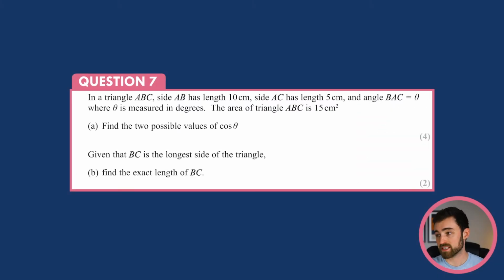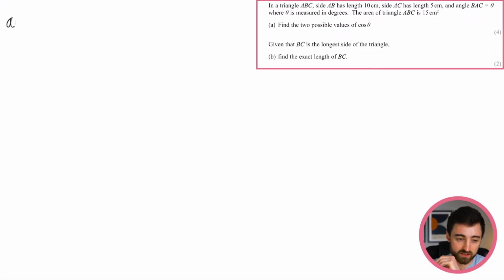In a triangle ABC, side AB has length 10, AC has length 5, angle BAC equals theta, where theta is measured in degrees. The area of the triangle is 15. Find the two possible values of cos theta. So this is interesting, right? Because I suppose we're going to make some equation and from the information we have, we're going to get theta. Why would there be two possible values? So let's have a bit of a think about this.